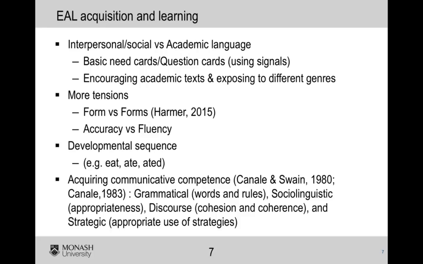Or other tensions. Harmer talks about form versus forms. So the form is really what Spada and Lightbown talk about in regards to a focus on explicit instruction or guided instruction, but this can happen at any point in a lesson. So you might have students do a task, in a task-based learning approach, and then you talk about and notice the structures and so on after. Or you can do it before, you do a little bit of that, but that's the thing about form: there's a focus on form, but it can be any time in the lesson.